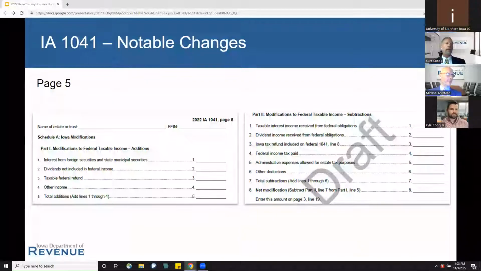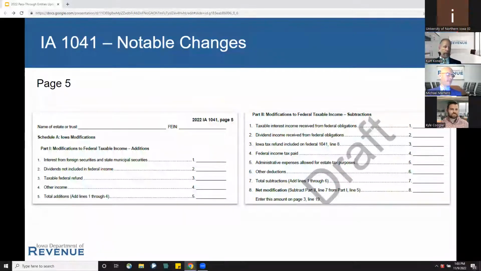And then over on part 2, that's where we take the deductions for federal taxes paid, adjustments for dividends and interest, depreciation adjustments. So this is the page where all your modifications are going to appear. And then they'll carry forward to, well, I guess it's line 19. Line 18 was the federal adjusted total income. Line 19 is the modifications.